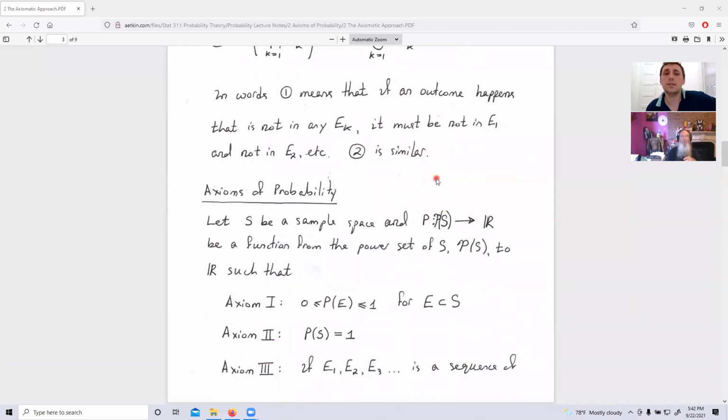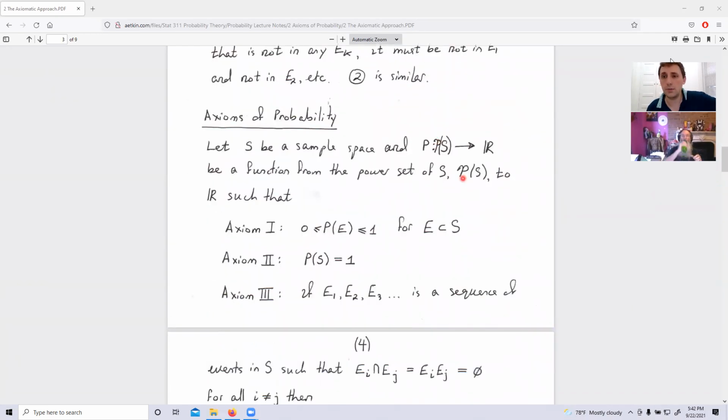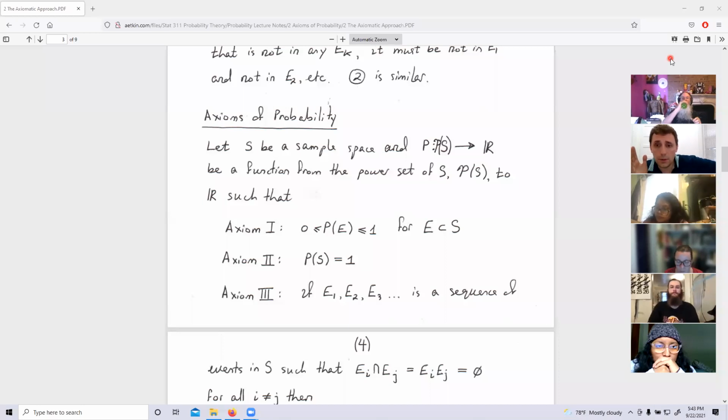And now we are ready to describe the axioms of probability, guys. Same thing. You remember we talked about a sequence last time.